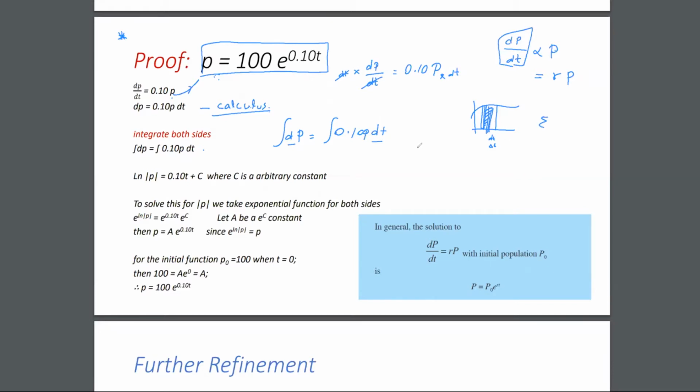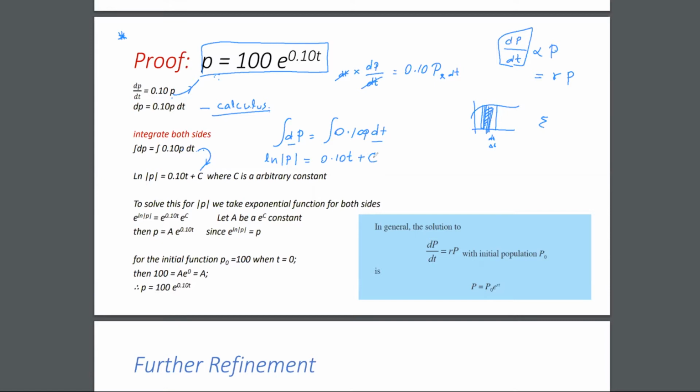That's what it means. So from here to here is the calculus part. If you don't know calculus, don't worry about this one. Just remember this. So this is from here to here. When you do the anti-integral, this is what you get, which is ln of the positive value of p is equal to 0.10 t plus the constant. Okay. So this is what you get, right?